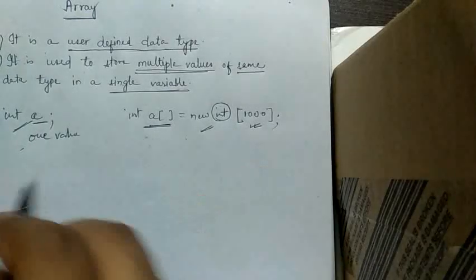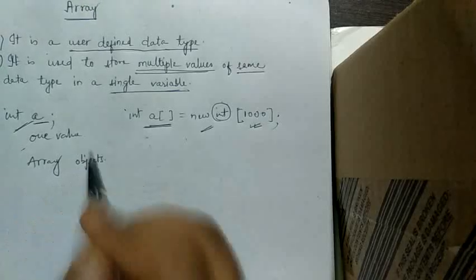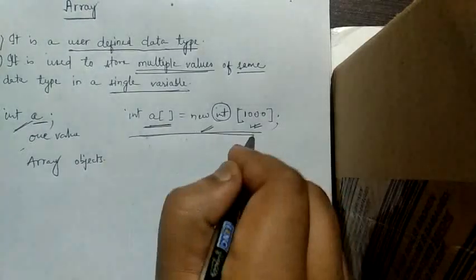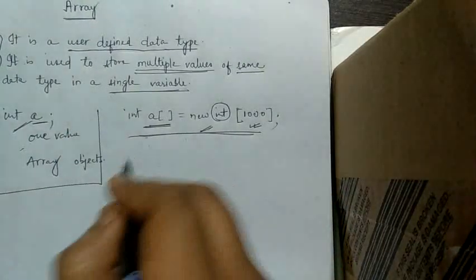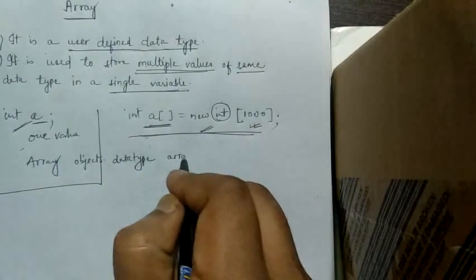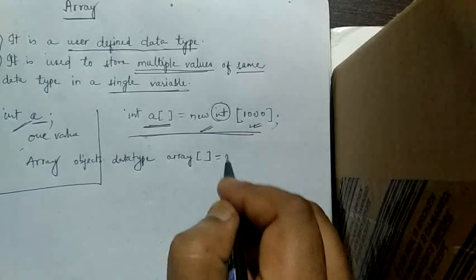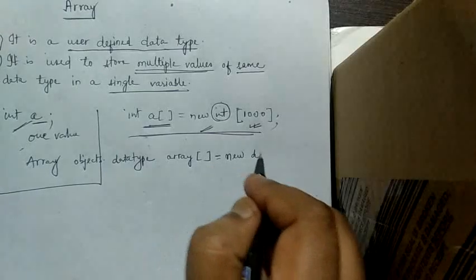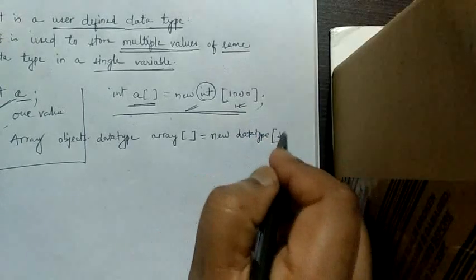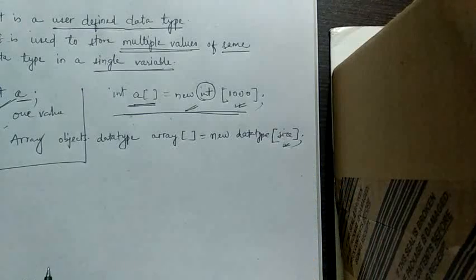Array variables sometimes are also called array objects because they are user defined data types. Now we will see the declaration part. Here one example already I have written. The actual declaration will be like this: data type, array name, followed by a square bracket is equal to new, again the data type with the size. This size is also called the dimension, you can say.